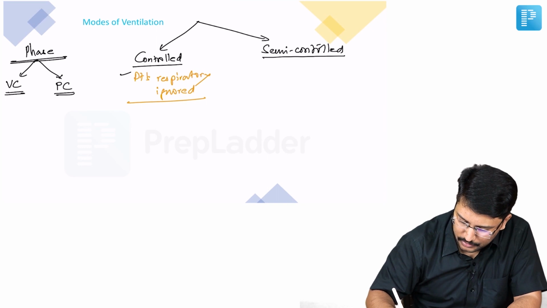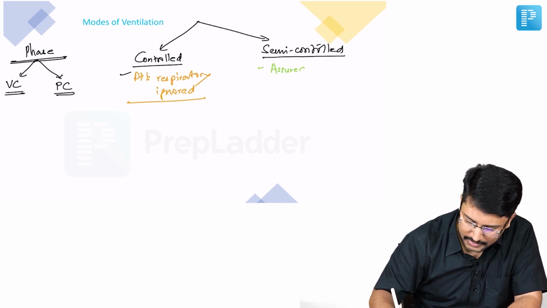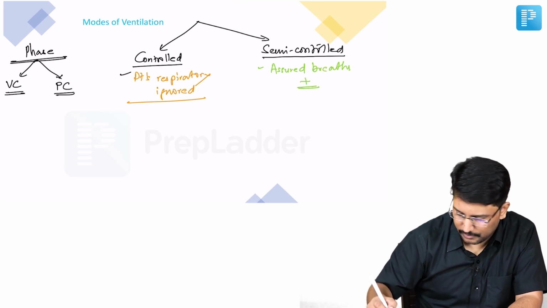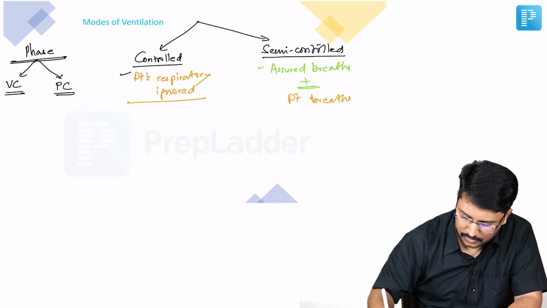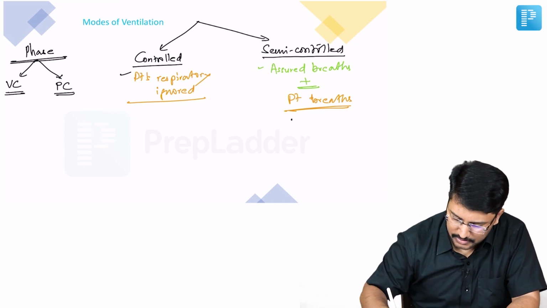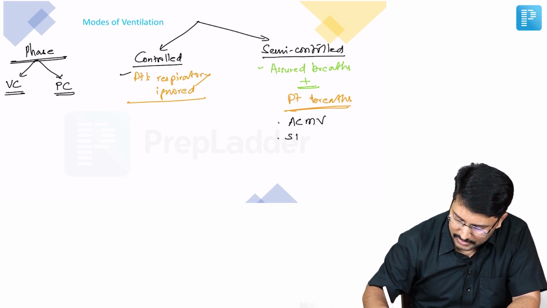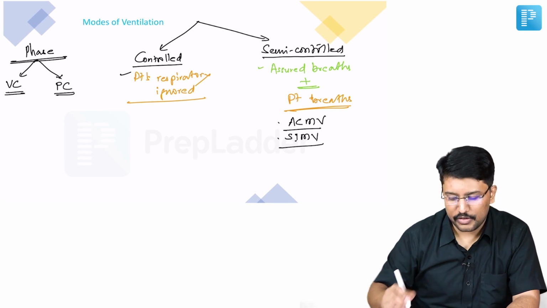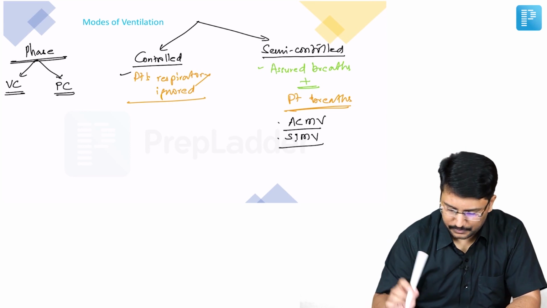So when we talk about semi-controlled mode of ventilation, basically here patient is getting some assured mechanical ventilator breaths, plus patient is having freedom to generate his own breaths. So that is what is semi-controlled mode of ventilation. There are two typical examples for it. One is assist control mode of ventilation, and the second one is synchronized intermittent mandatory ventilation. These two are very commonly used semi-controlled mode of mechanical ventilation.